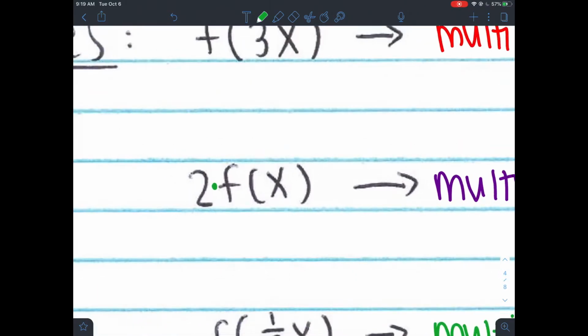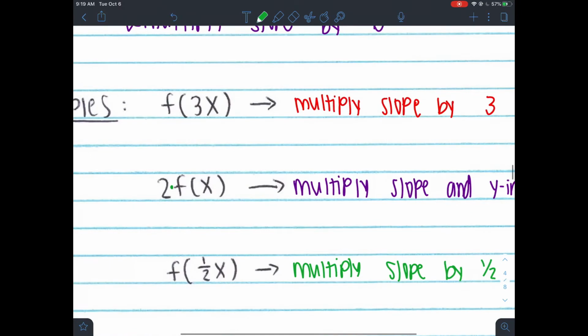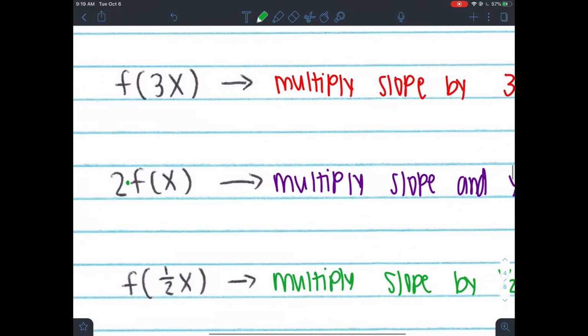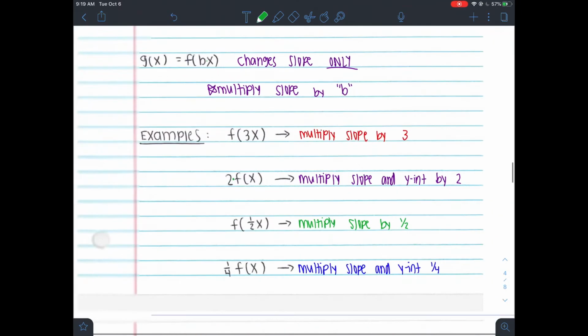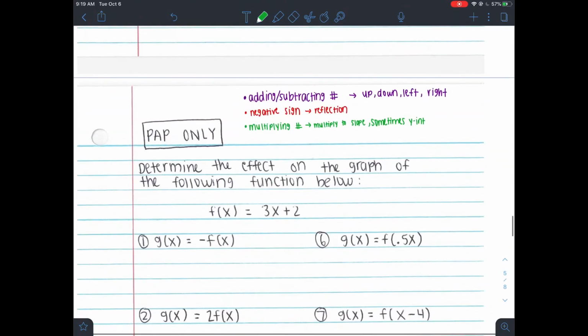The reason why you would multiply to everything is because it is on the outside, and you would directly put it on the slope and the y-intercept. So you would have it on both things. So it's definitely important that you know where that location is.